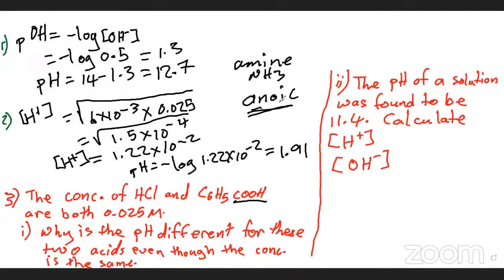Sir, one is strong and the other is weak. That is correct. Can you explain? All right, so since one is strong and one is weak, how will that affect the pH?